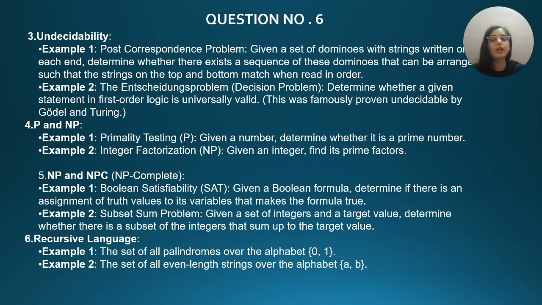The first can be Boolean satisfiability, that is the SAT problem, where for a Boolean formula we determine if there is an assignment of truth values to its variables that makes the formula true or not. And the next one is the subset sum problem. For the recursive language, the set of all palindromes over the alphabet 0, 1 is an example of a recursive language, and the next one is the set of even length strings over alphabet A, B, which is an example of a recursive language.